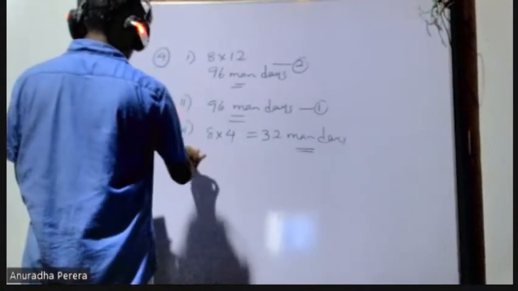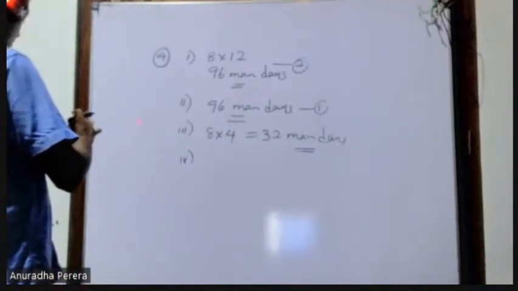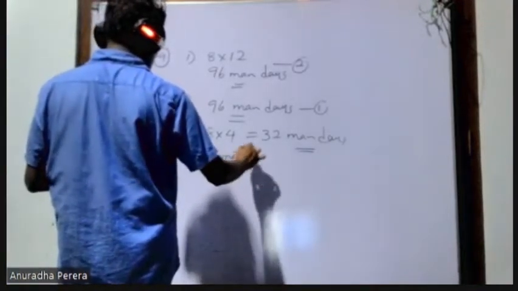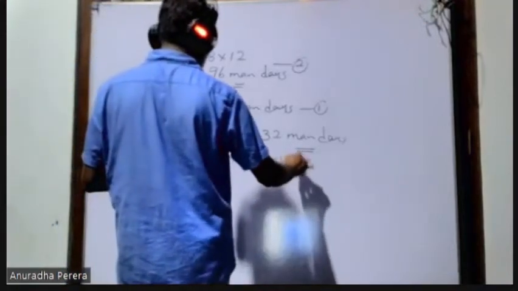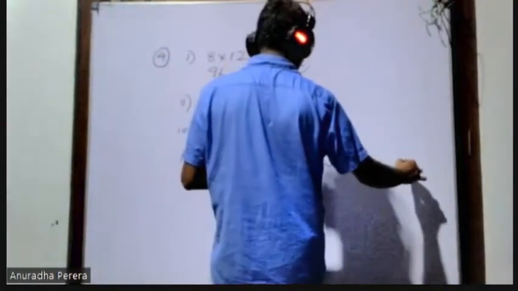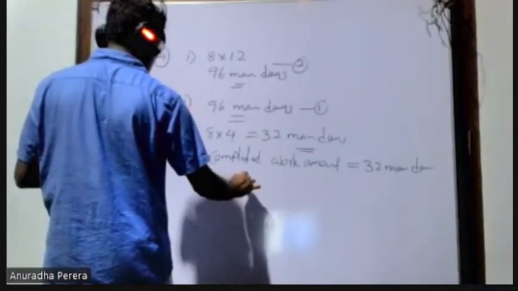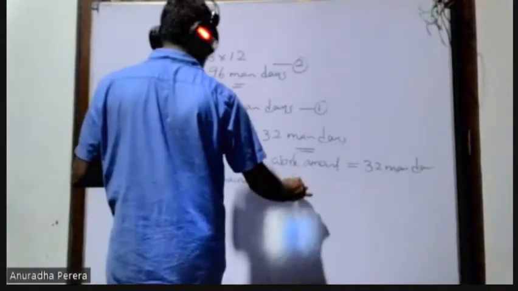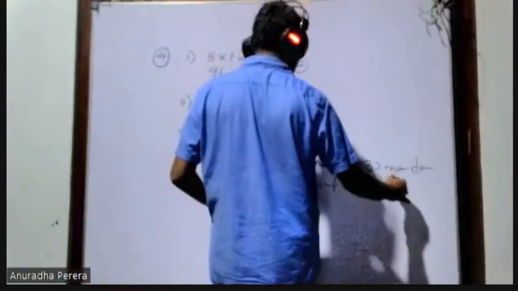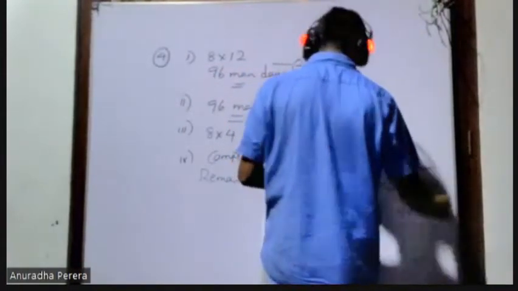Question number 4. How many more days are needed for the remaining men to complete the task? Then the completed work amount, we found it, is 32 man days. Then we can determine the remaining work amount. The total work amount is 96. 96 minus 32 is 64 man days.